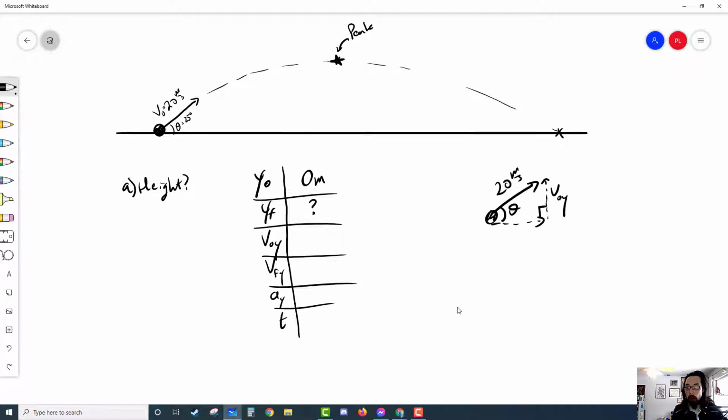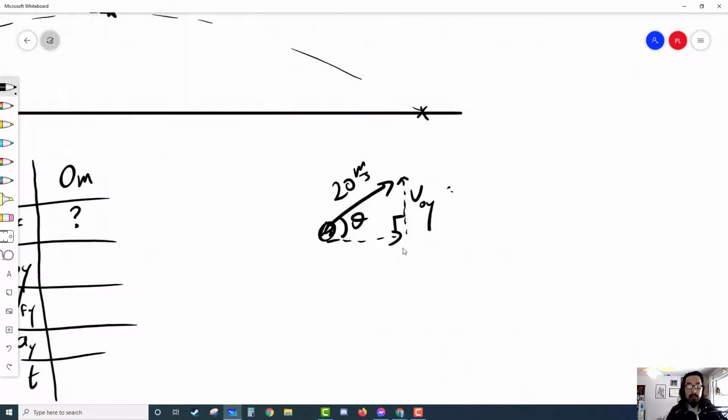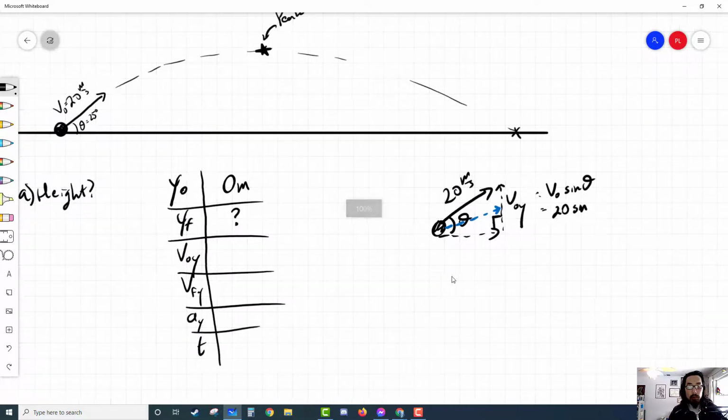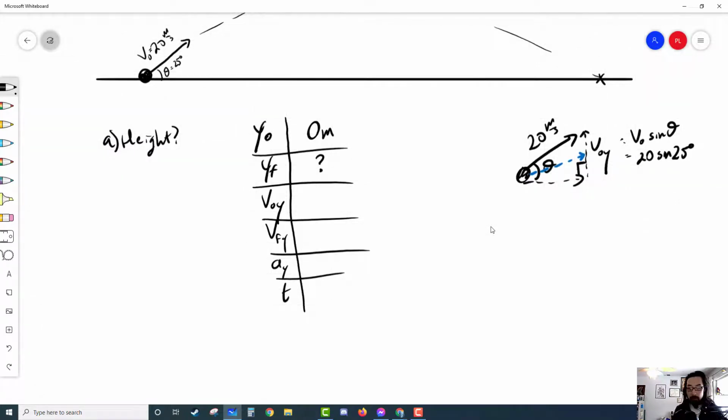Our V0Y is over here, and if I take a look at the angle, I can see that this angle and V0Y are opposite of each other. And because it's opposite, we're going to use sine. So we can say that it is going to be V initial sine of theta, which is 20, the hypotenuse, times sine of the angle, and I believe this was 25 degrees. Okay, 25 degrees. And so I'll put that in right there. So 20 sine of 25.